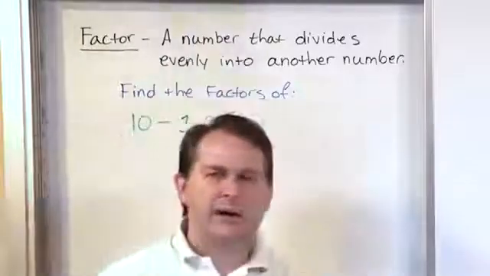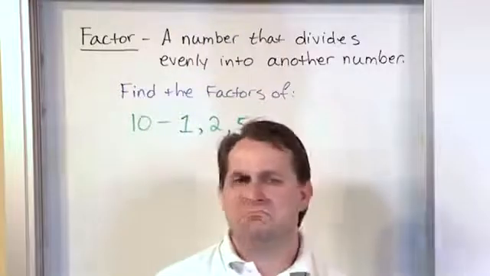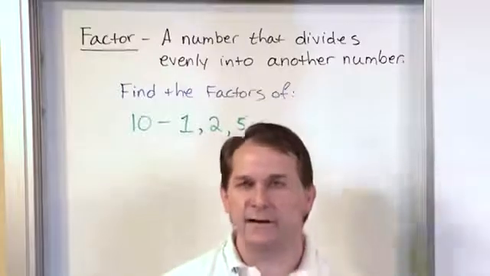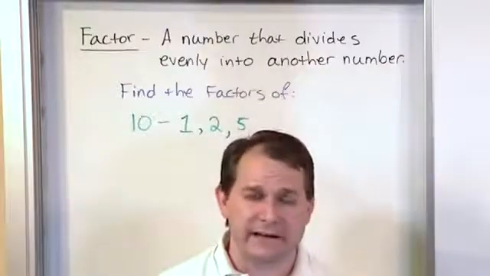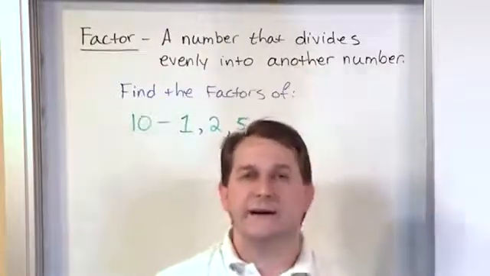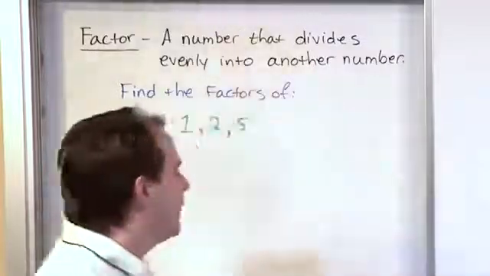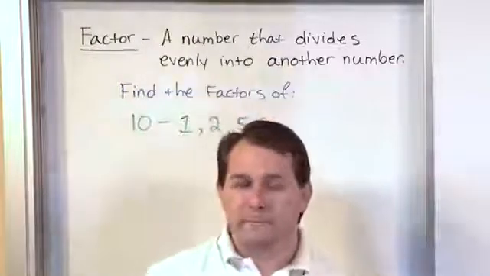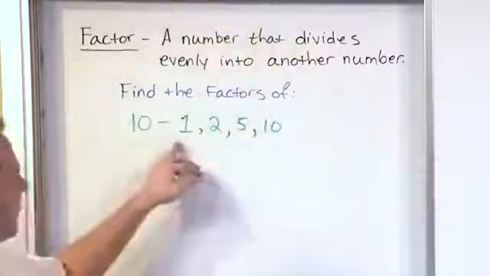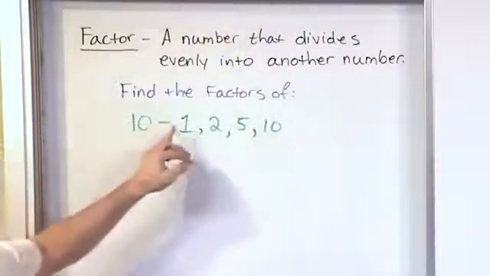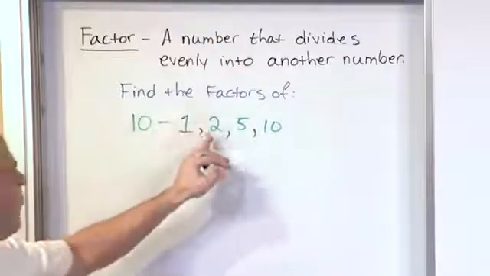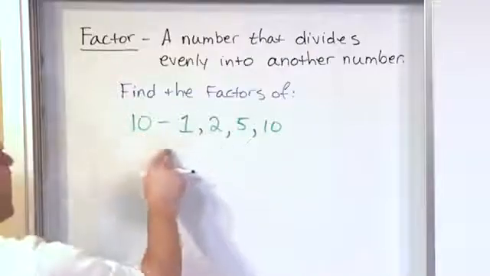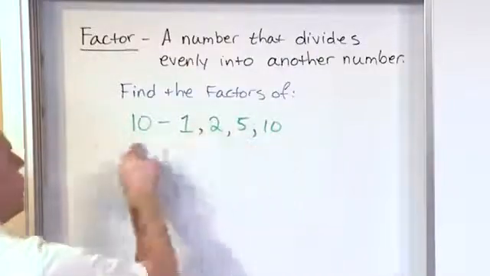Now we can just keep going on. Can 6 be divided into 10? No. Can 7 be divided into 10? No. Can 8 be divided into 10? No. Can 9 be divided into 10? No. Can 10 be divided into 10? Actually, 10 can be divided into 10 because 10 divided by 10 is just 1. So what we have here is a list of what we call factors. In this case, the factors of the number 10 are 1, 2, 5, and 10. These are all numbers that can be divided evenly into the number 10 with nothing left over.